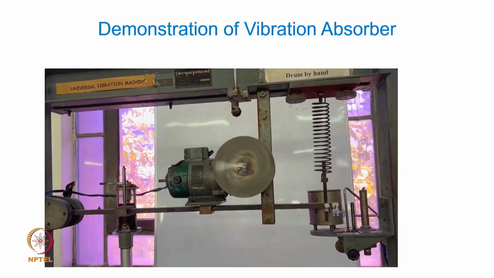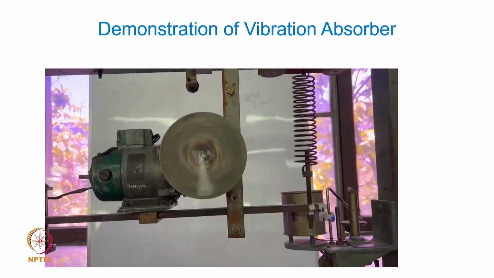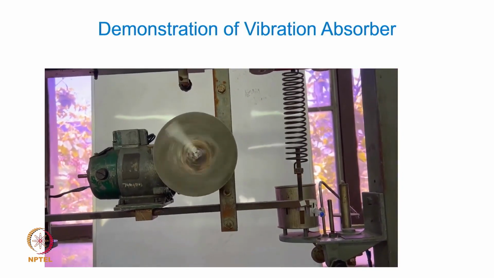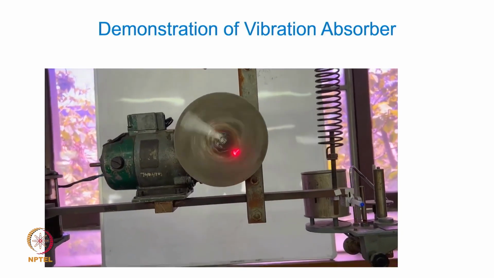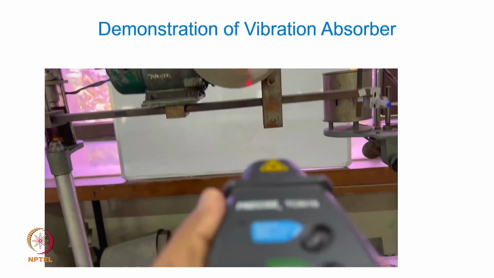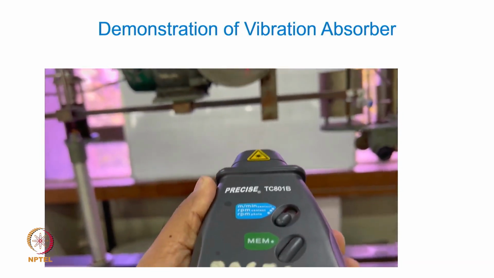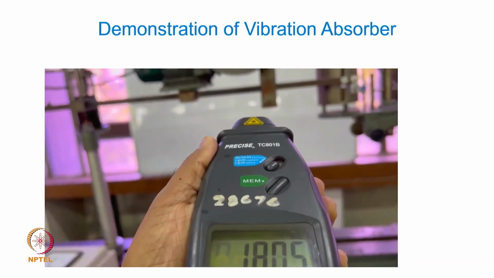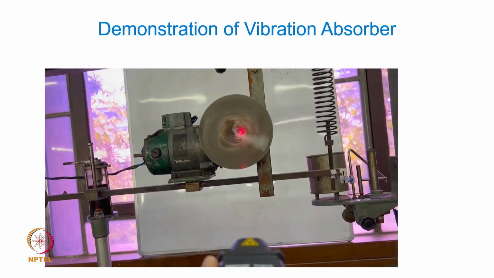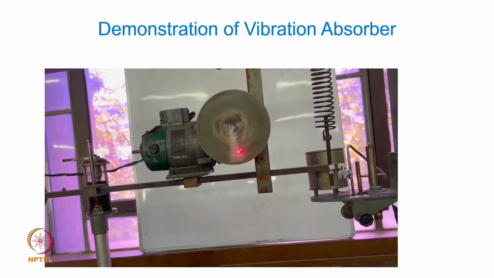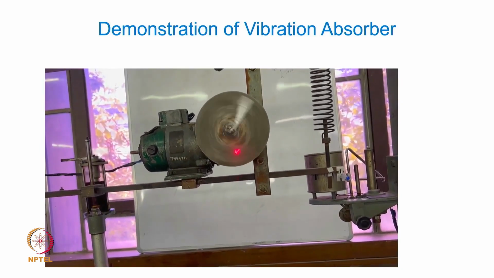Okay, so the beam is oscillating about the hinge on the extreme left, and we have a reflective tape here to enable us to find out the speed at which the disc with an unbalance is rotating. So you can see currently the rotational speed is close to 200, and we will set it to resonant condition. That means we will set this operation speed, the speed of rotation, to match with the natural frequency of this setup.